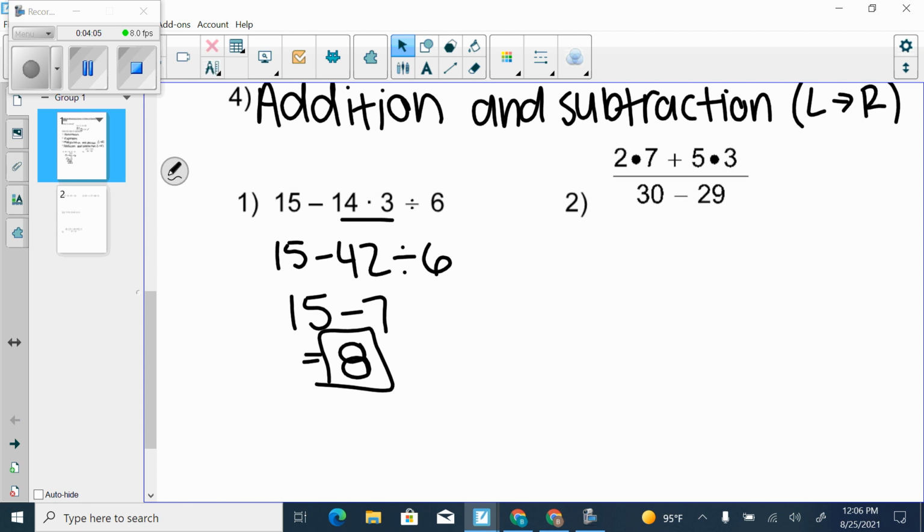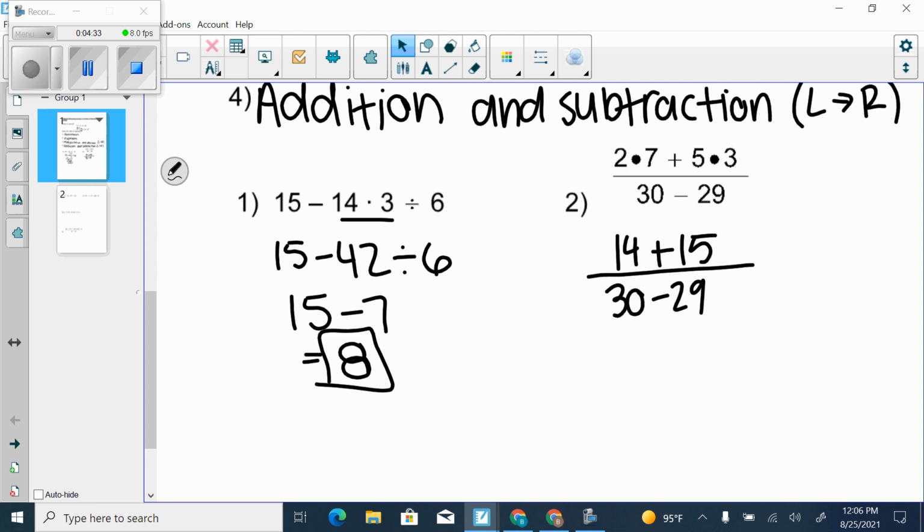Okay. On number 2, looking at this problem, what do you guys think we should do first? All right, we're going to multiply in the top. So up there we've got 2 times 7, which is... plus 5 times 3. Very good. All over 30 minus 29. Okay? Then what should we do?